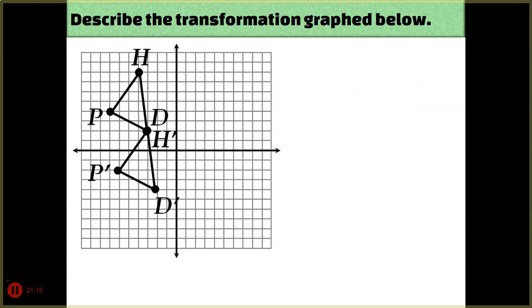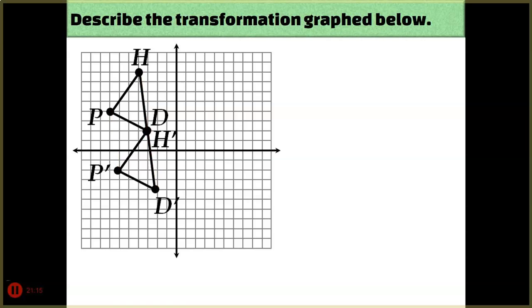Our next triangles are in the same orientation. They both have H on top, P on the left, and D on the bottom, so it's looking like a translation. But let's confirm it by connecting our pairs of corresponding points, P to P prime, H to H prime, and D to D prime. So each of those red segments that I just drew are the same length, and they are parallel, so that is indicative of a translation.